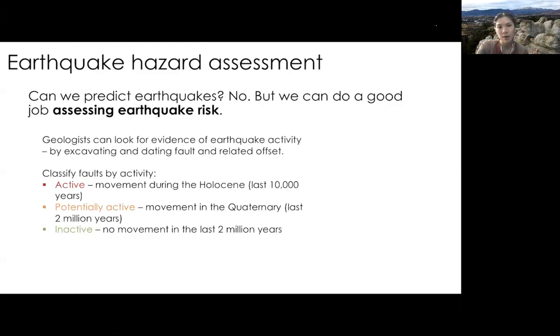Potentially active faults are those that have had movement in the Quaternary, in the last 2 million years. We can't rule out that because they haven't been active in the last 10,000 years, they may not be active in the future. And faults that are inactive are ones in which we have not seen any movement in the last 2 million years.